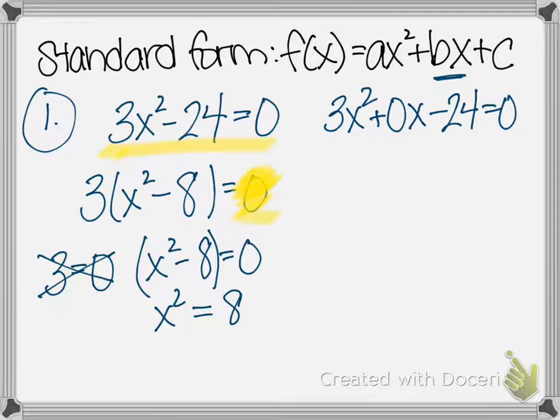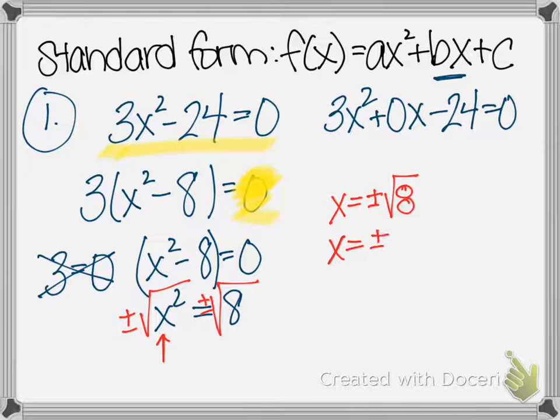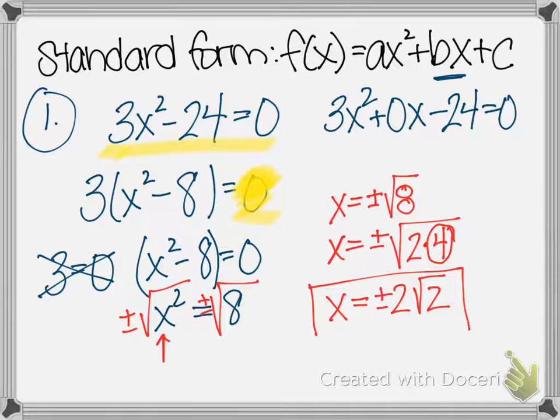And to finish this up, now I can take the square root of both sides to get rid of that squared. Remember, when we take a square root, we need a positive or negative because we don't know if x is positive or negative. So my final answer to this would be plus or minus root 8, which we can simplify a little bit. You do that by factoring what's inside, and then I can take the square root of 4. So x equals plus or minus 2 root 2. All right, so that's our first example.